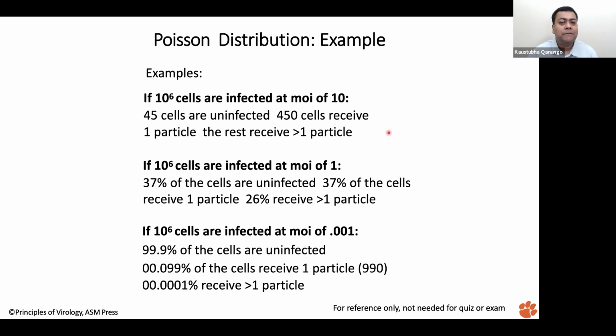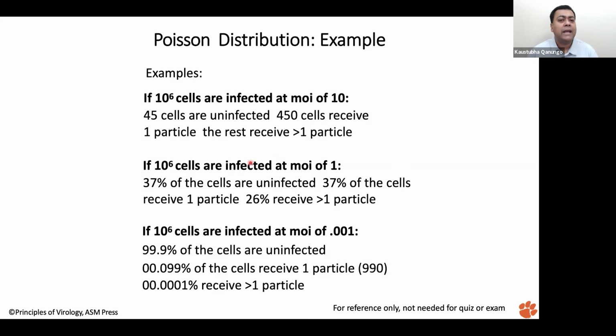So this is a very interesting observation. You can see that out of 1 million cells, pretty much, except 45 cells out of a million, all of them will receive at least 1 or more than 1 particle. So that's at an MOI of 10.